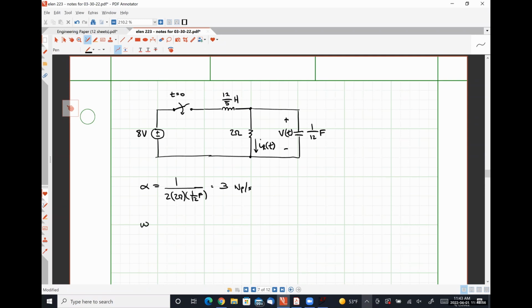And omega naught is the square root of 1 over LC. So that's 12/5 of a Henry times 1/12 of a farad. So we would have the square root of 5, I believe. I'm going to double check that since I did that in my head.